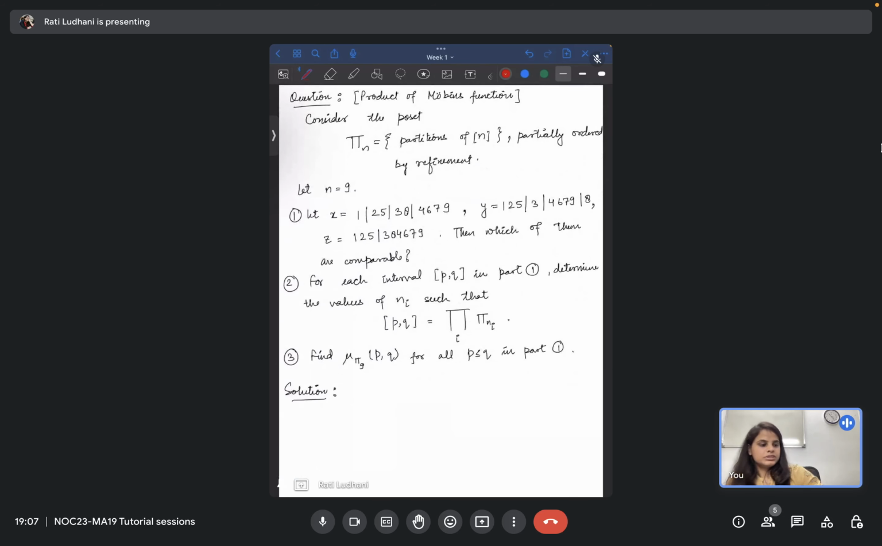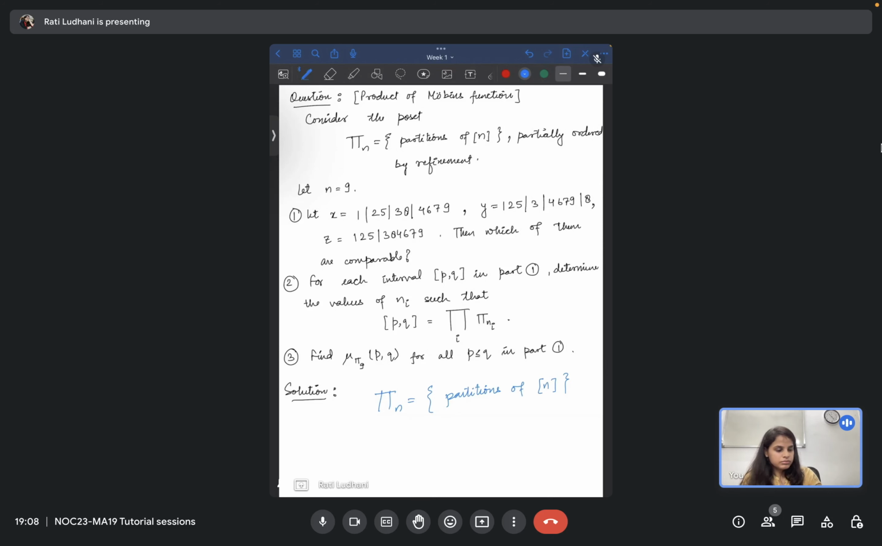Okay, so this is a question related to the product of Mobius functions, and Bell numbers. Consider the poset Pi n. Basically Pi n, from the notes, if you know, is the set of all the partitions of n.